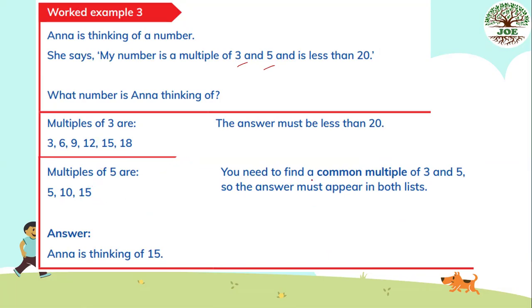So we need to find a common multiple of 3 and 5. The answer must appear in both lists. The one that appears in both lists is 15. So our answer is Anna is thinking of 15. 15 is a common multiple of 3 and 5. We can also get it by multiplying 3 and 5. 3 times 5 is 15. Because 3 and 5 are prime numbers, if we multiply them, we can get a common multiple.